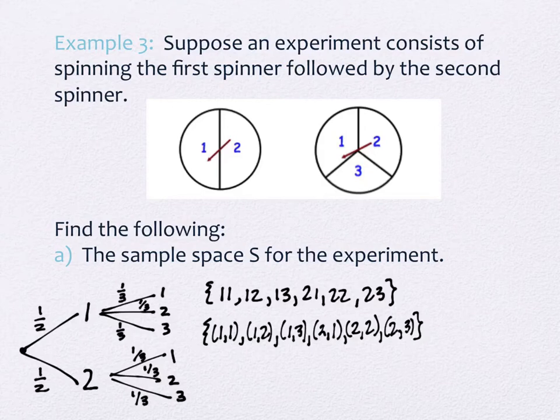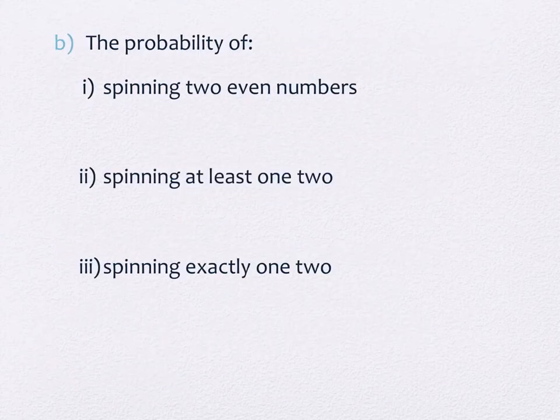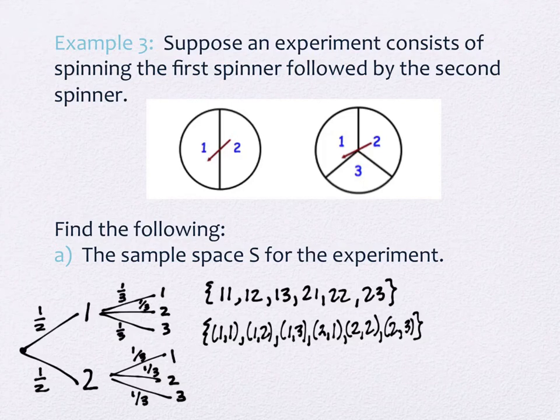So taking a look at these now, we're going to answer a couple of questions about them. 3 questions, in fact. The first of the 3 says we want the probability of spinning 2 even numbers. So, using either of the sample spaces or using your tree diagram, where do you see the probability of spinning 2 even numbers? Yeah, 2 2 is the only time that happens, right?